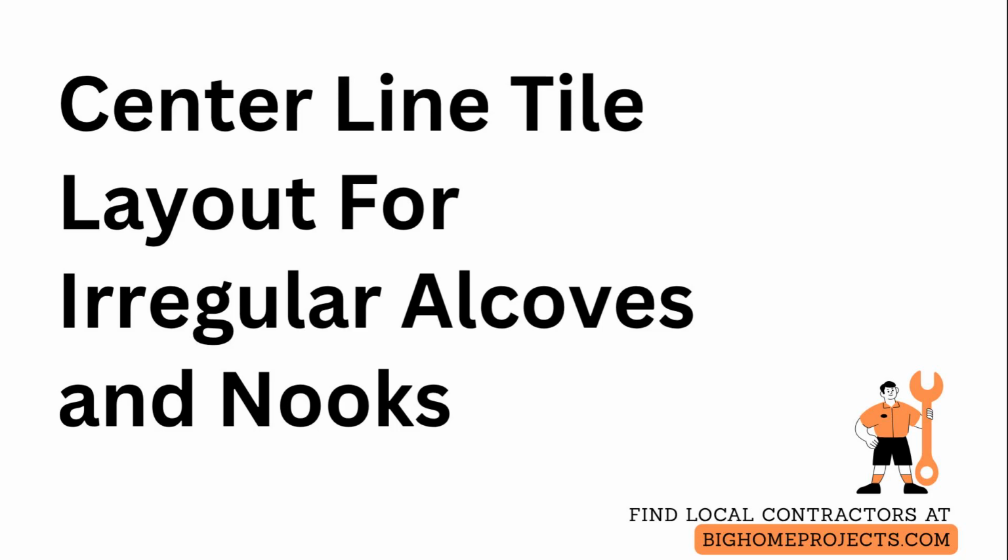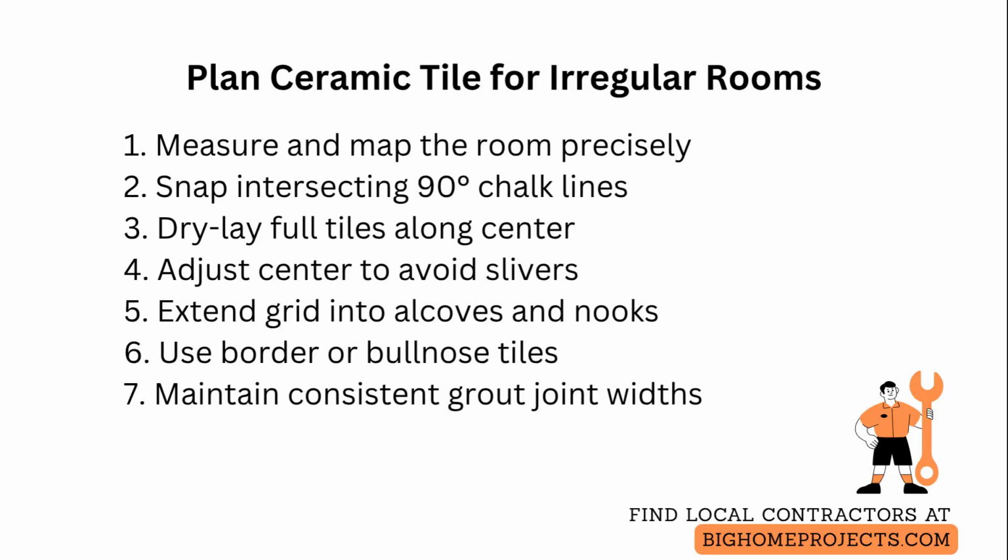Start by establishing a center reference and a clear sight line to guide the entire tile layout. Measure and map the room precisely by drawing a scaled sketch and marking fixed elements such as doorways, built-in cabinets, and alcoves. Find the visual center by measuring wall lengths and snapping chalk lines that intersect at 90 degrees. This intersection is your primary anchor for tile placement.